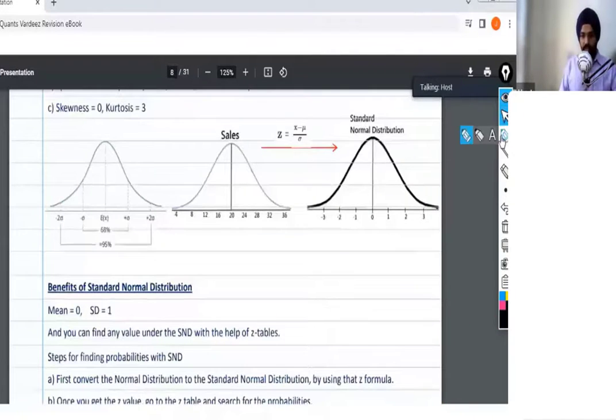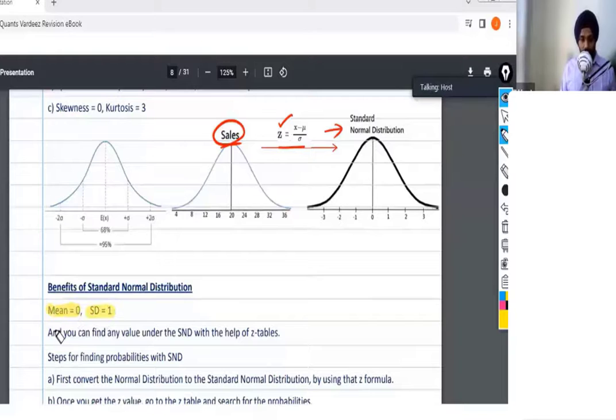All right, so that's why we convert every data into a standard normal distribution, so that we can find any values that as an analyst we are interested in. All we need to do is use this particular formula. Now, what are the benefits of standard normal distribution? Well, the first thing is that the mean is 0 and the standard deviation is equal to 1. As I said, that's the standard property. And you can find any value under the standard normal distribution with the help of Z tables.